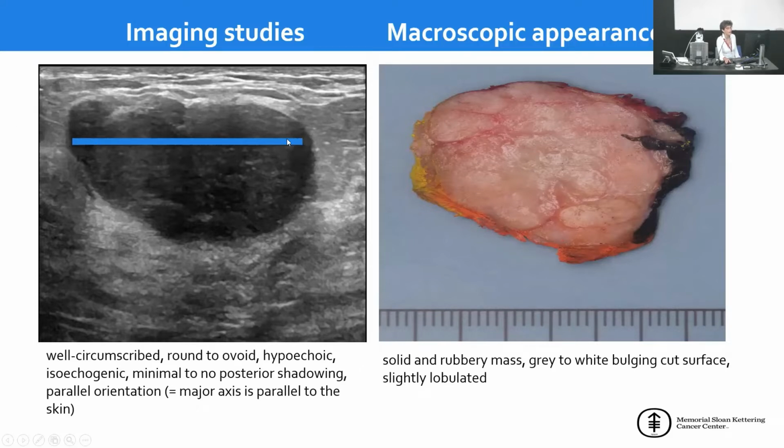and generally has what is called a parallel orientation. It's oriented parallel to the overlying skin. The major axis is parallel to the overlying skin. Again, another benign sign. This is on the right, a picture of the cross section, with this rubbery, nodular appearance, slightly lobulated, that I'm sure you're all familiar with.